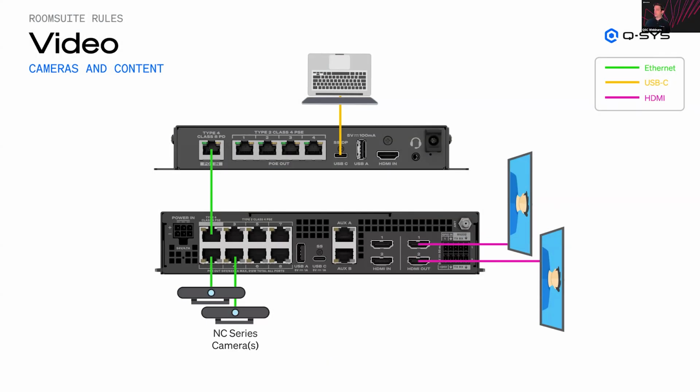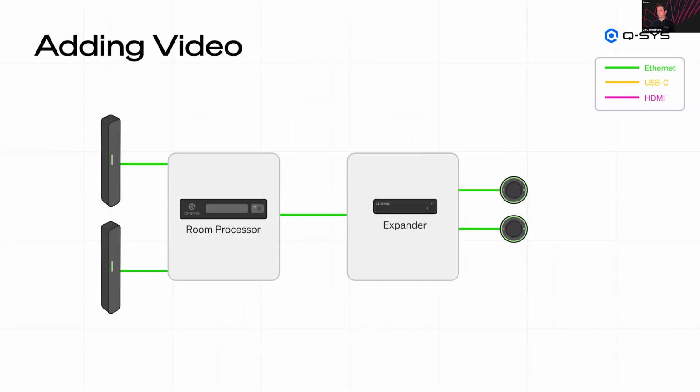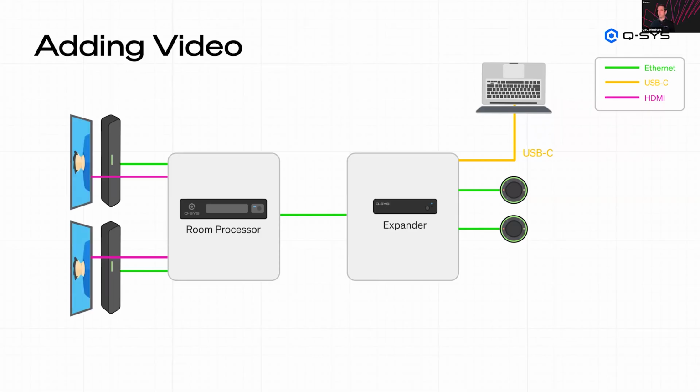So we can do, again, like we mentioned previously, up to 2 cameras. So add a couple of NC series cameras to the RMP there. We're going to connect the outputs to our displays. We've got our USB-C connected directly to our laptop at the table for our media connection. Starting to build a system here. So now we're going to add in the video component, which is our laptop connected via USB-C, as well as our displays and our camera.